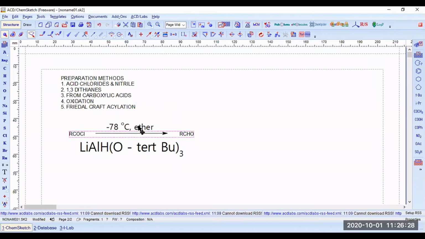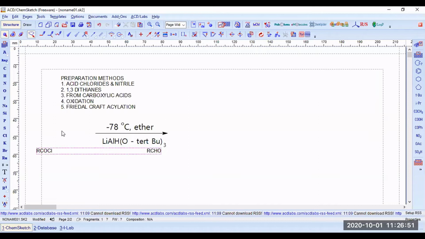You see that we are getting aldehydes from acid halides, acid chlorides. The reagent is trialkoxy lithium aluminium hydride. At minus 78 degrees, what will happen? This will form aldehyde directly. And one more reaction we see. What is that?